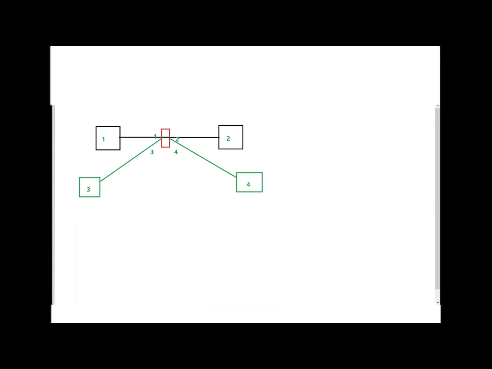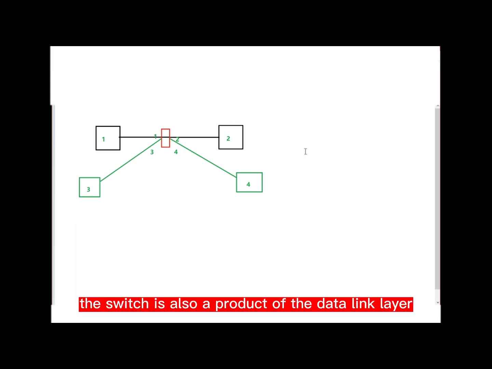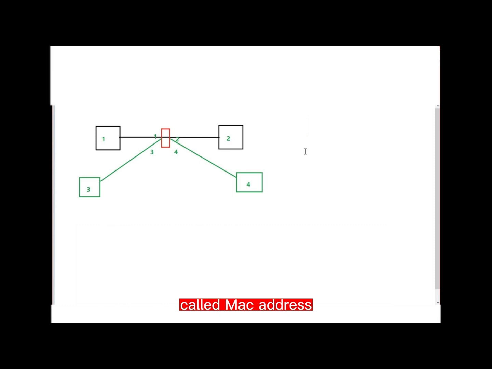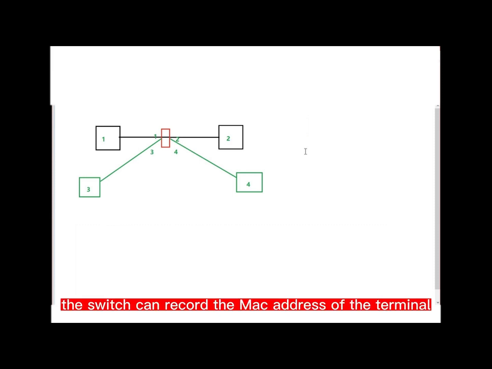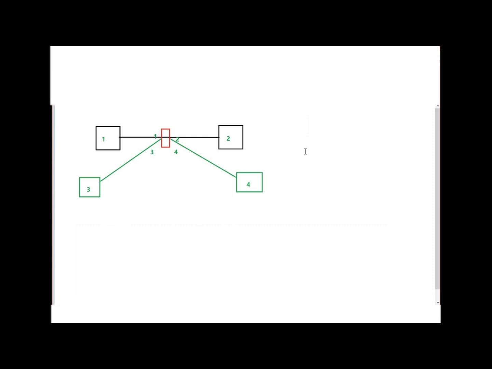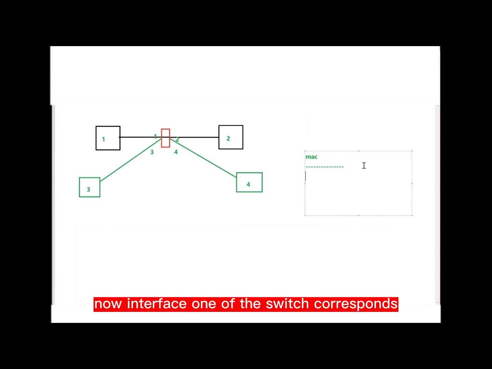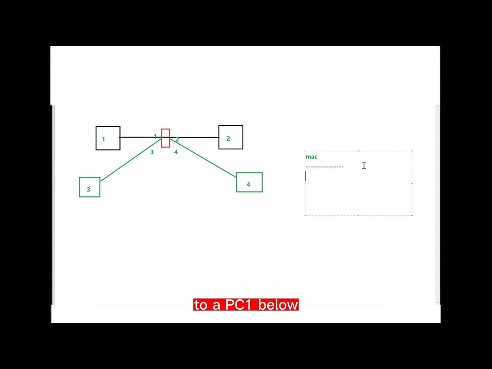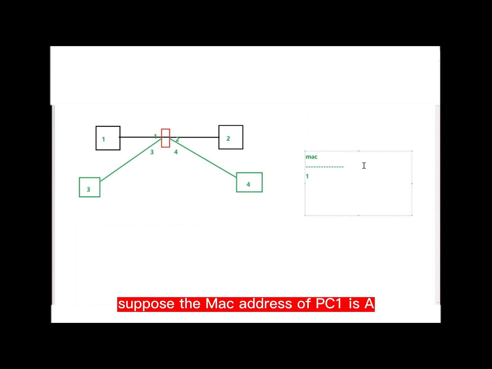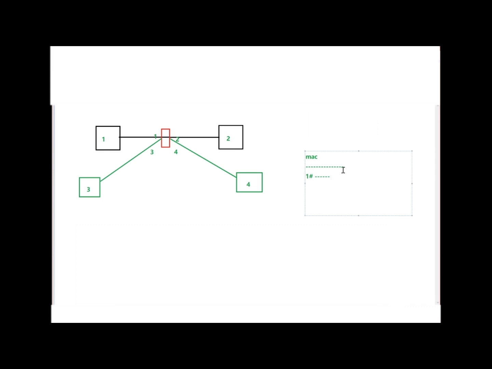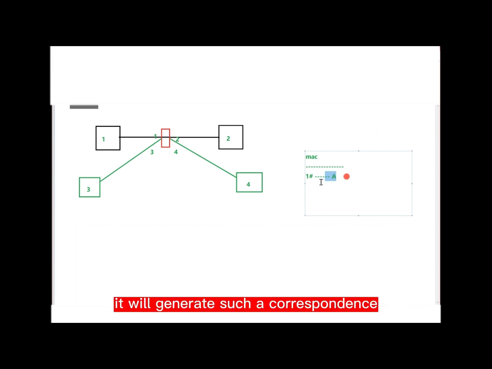First of all, the switch is also a data link layer product; it works at the data link layer. There is a very core parameter in it, called the MAC address. The switch can record the MAC address of the terminal and generate a table on itself, called the MAC address table. What is stored in this table? For example, interface 1 of the switch corresponds to PC1 below. Suppose the MAC address of PC1 is A. It will generate such a correspondence.